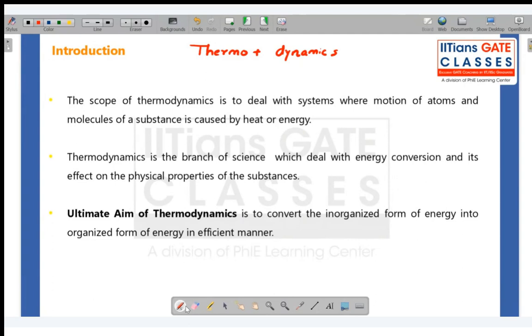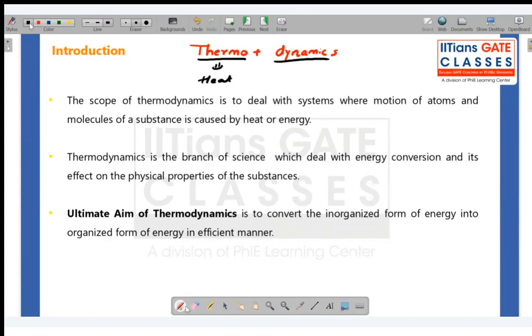I think you may have already heard this bifurcation or definition that thermodynamics is made up of two words, thermo and dynamics. Thermo is basically what? What do you mean by thermo or thermal? Can anyone tell me quickly? You have to be very responsive. Okay. Yes, very nice. Thermo means heat.